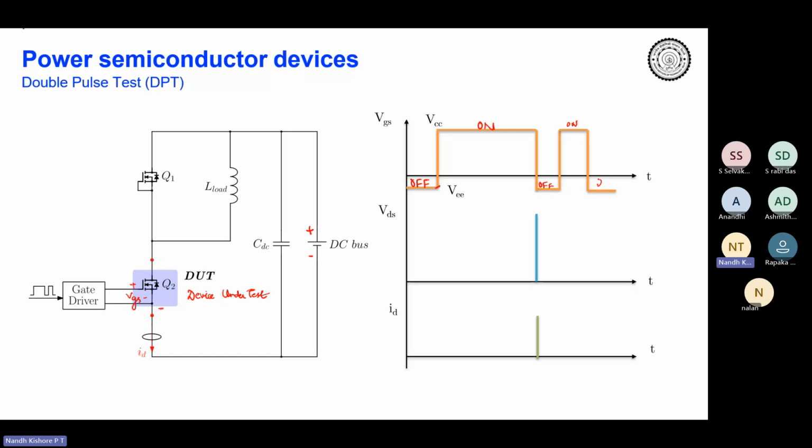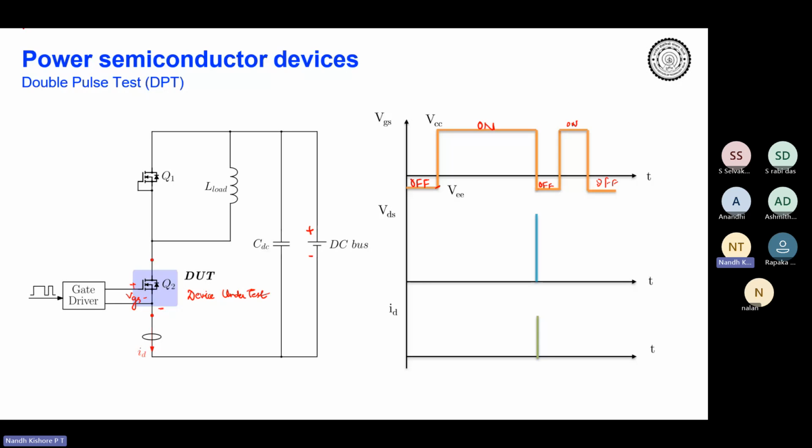And then you turned it off forever. That's it. So this is only a double pulse test. That is, only 2 pulses are going to go to the load inductor, to the device Q2, right? So you turned off the device, then turned it on, then you turned it off, and then again you turned it on, right? So this is your double pulse test.